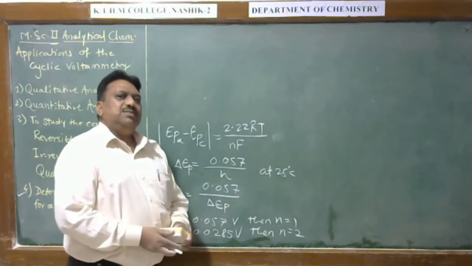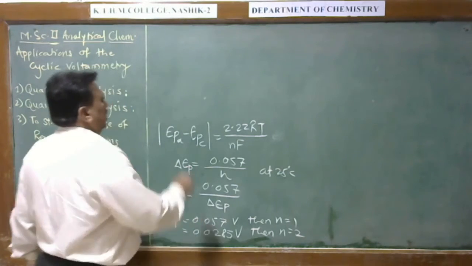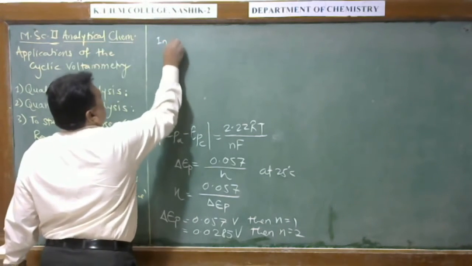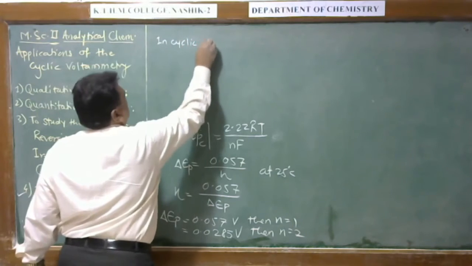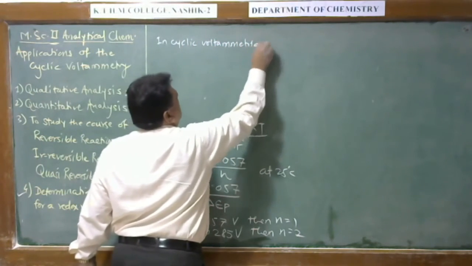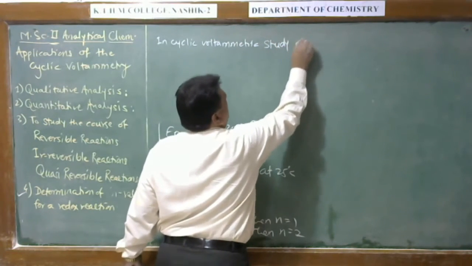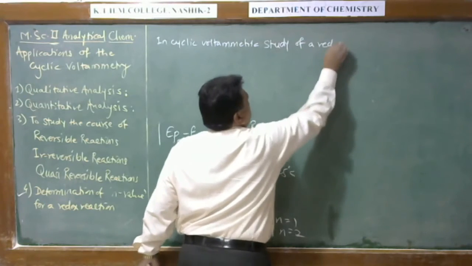Students, now we solve some numericals based on the applications of cyclic voltammetry. Number one: in cyclic voltammetry, voltammetric study of a redox reaction.